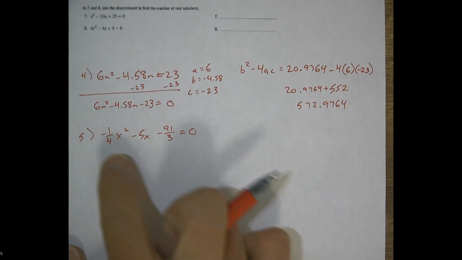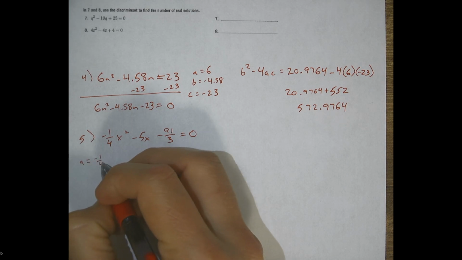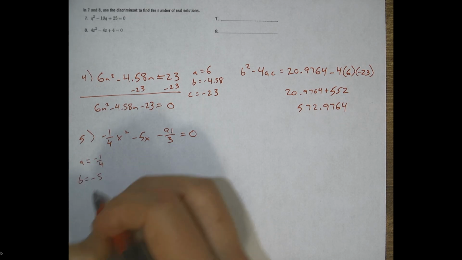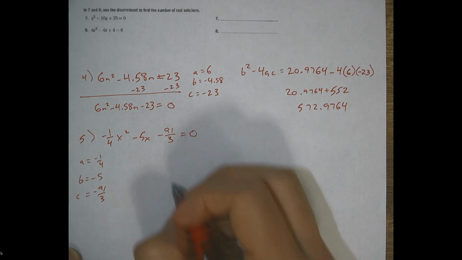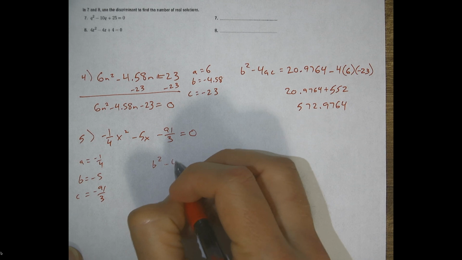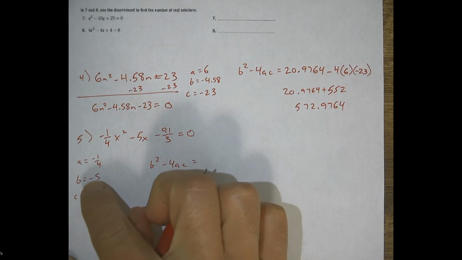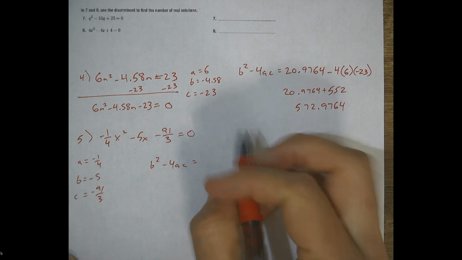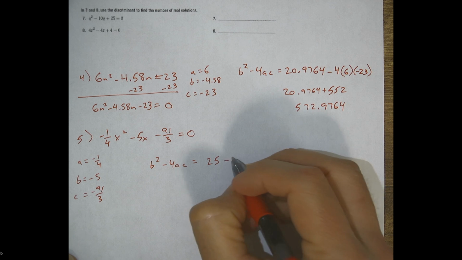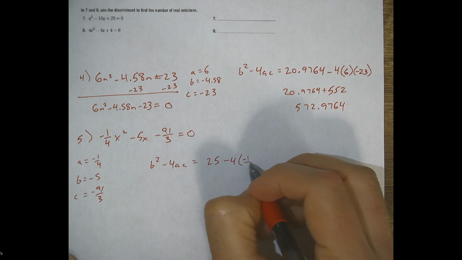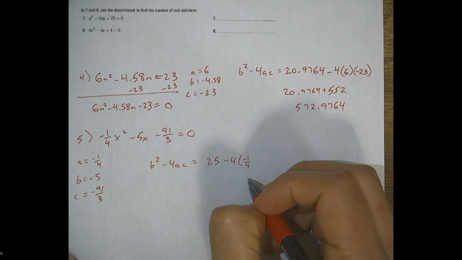So the nice thing about number 5 is we are already in standard form. So a is negative 1/4, b is negative 5, and c is negative 91/3. We're going to plug right into b squared minus 4ac, just the discriminant. So b squared, negative 5 times negative 5 is going to be positive 25. Minus 4 times negative 1/4. Well, that's convenient because when you multiply 4 times 1/4, you just get 1.